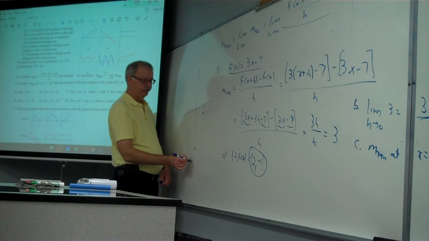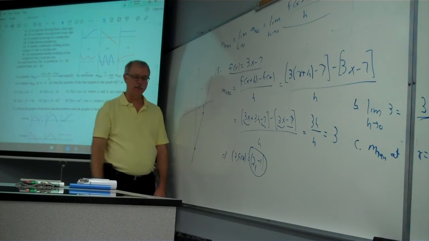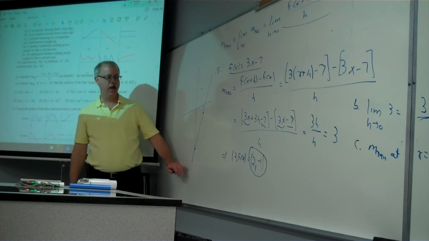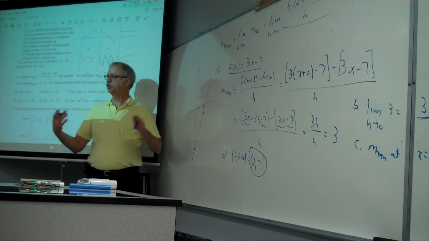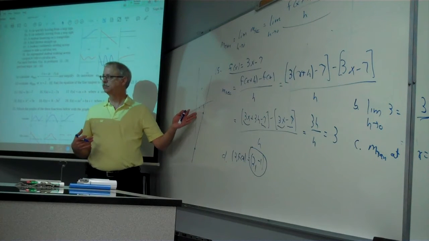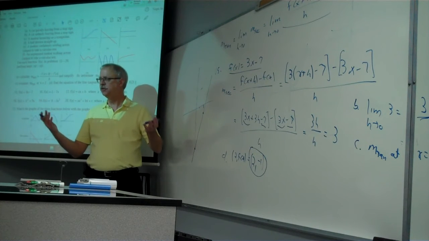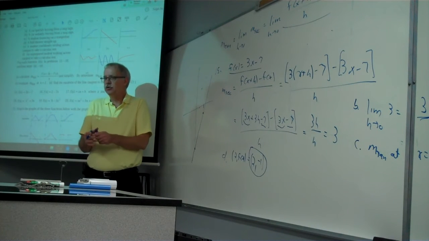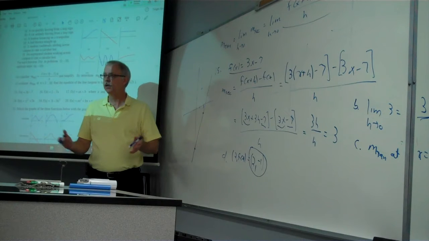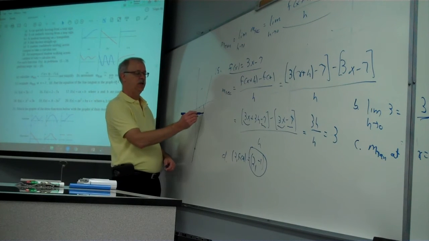For a line, it really doesn't make any sense to talk about the tangent line. The whole idea of the tangent line, what line most closely approximates the function right there? Well, the function is a line. That's the line that most closely approximates the function. It is the function. So we don't need to do anything else at that point.